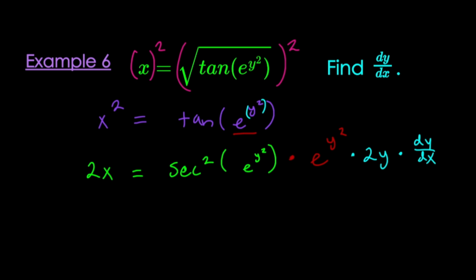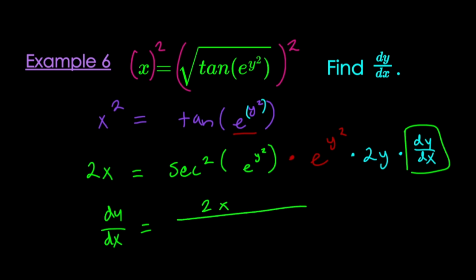The nice thing about this one is that we only have one dy dx. So solving for dy dx should just involve division by this other stuff. So we'll have dy dx equals 2x over all of this stuff. Let's see if we can clean it up a little. We'll have 2y e to the y squared and a secant squared e to the y squared down here. Just a little bit more that we could do to clean this up.